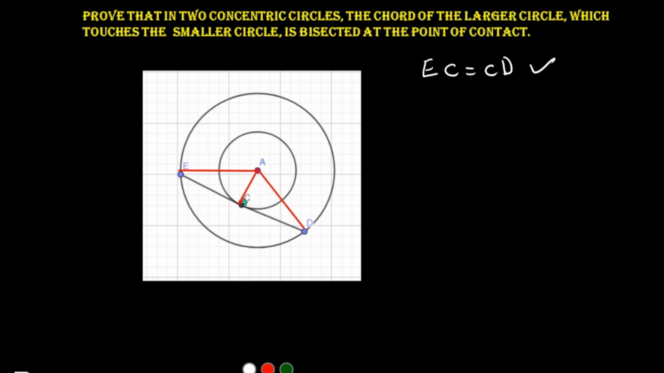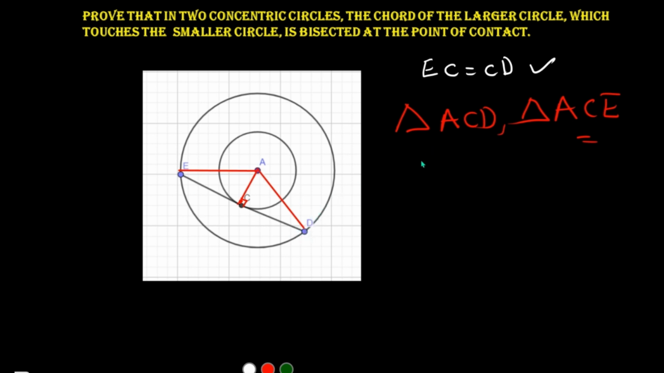So we know that here we have 90 degrees. Why is it 90 degrees? It is a tangent to the smaller circle, and this is the radius of the smaller circle, so the angle between the radius connecting to that point and the tangent is 90 degrees. Now we need to prove that. Here we have triangle ACD and triangle ACE. If you prove these two triangles are congruent, then it easily proves that EC is equal to CD. So we will prove these two triangles are congruent.